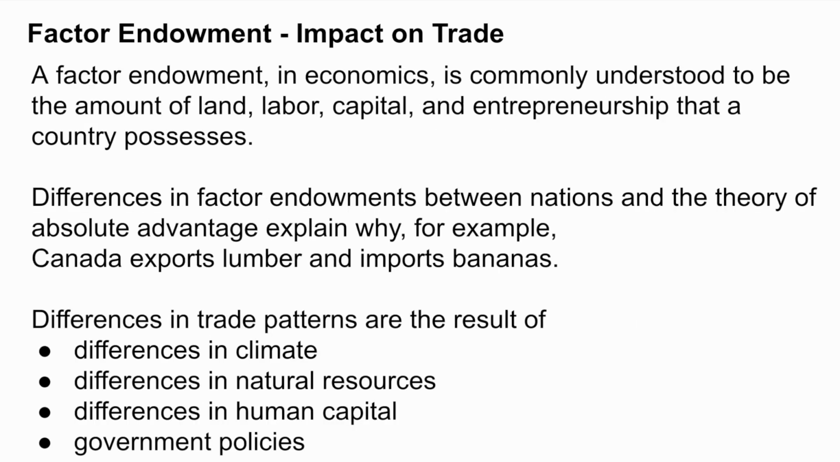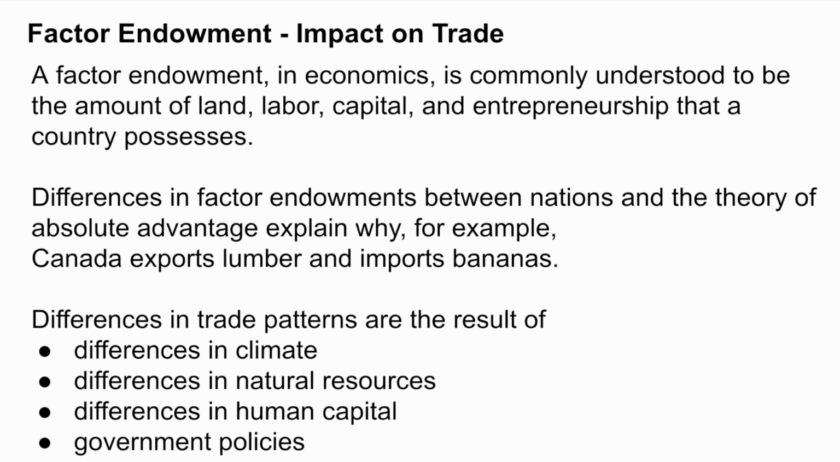A factor endowment in economics is commonly understood to be any amount of land, labor, capital, or entrepreneurship that a country possesses. And differences in factor endowments between nations, and the theory of absolute advantage, explain why, for example, Canada exports lumber and imports bananas. We're going to talk about the concept of absolute and comparative advantage in a few minutes.